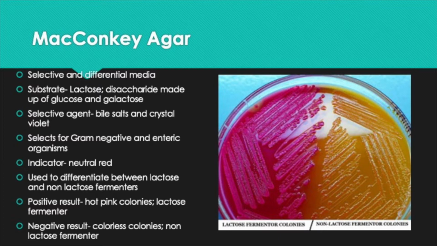So just like the MSA, this is a two-part deal. If the bacteria grows on MacConkey, that tells you it is some type of gram-negative organism. Then we have to look at the differential part of it. The indicator that's in MacConkey agar is called neutral red. So we've got more red color. So please don't get this confused with phenol red.